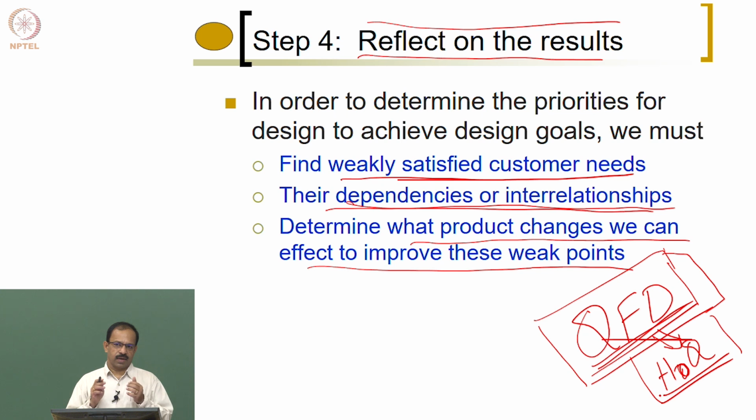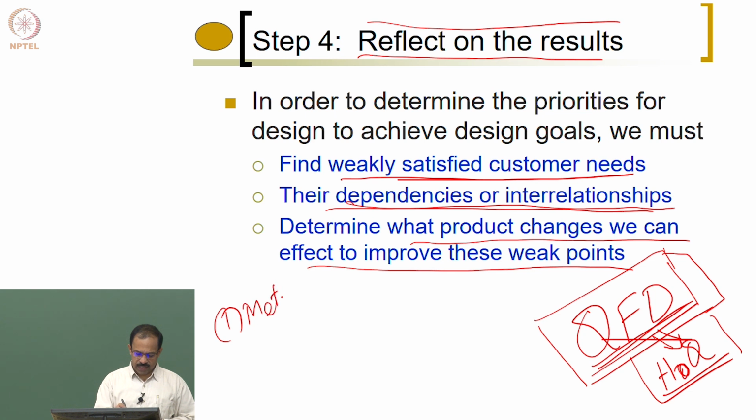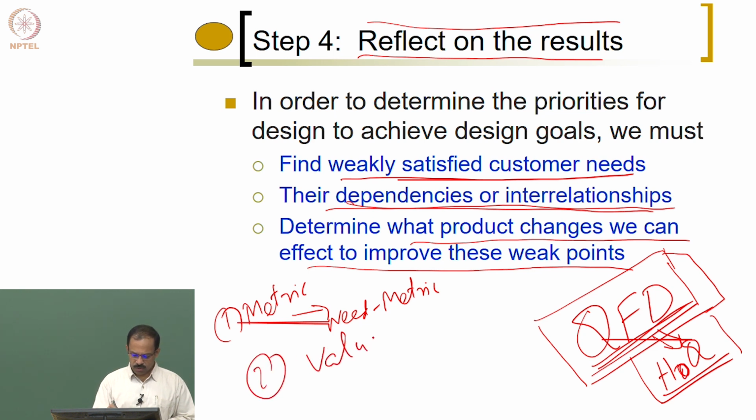So in the specification development, the first step is to get the metrics. We saw that the first one is to identify the metrics, and then you get the need and metric relationship, and then look at the benchmarking to get the values. So the values come from the benchmarking, and you identify the ideal and target values.